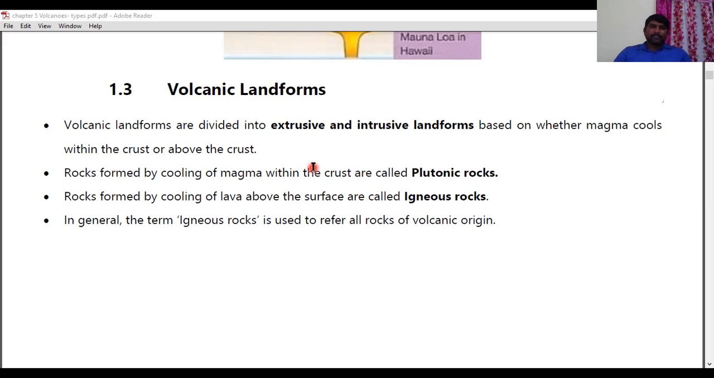If the lava is solidified above the crust, that is on the surface, they are called as extrusive volcanic landforms. If the magma is solidified below the crust or below the surface, then they are called intrusive volcanic landforms. Rocks formed by the cooling of magma within the crust are called plutonic rocks, and the rocks formed by cooling of lava above the surface are called igneous rocks. As we discussed in the previous module, that is rocks, types, distribution. In general, the term igneous rocks is used to refer all rocks of volcanic origin.